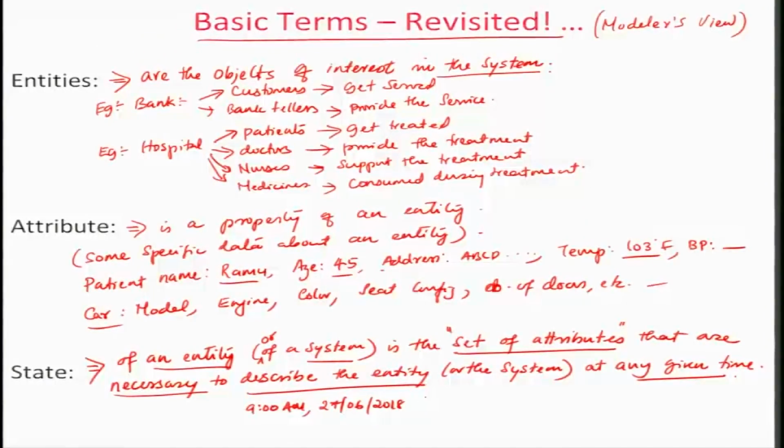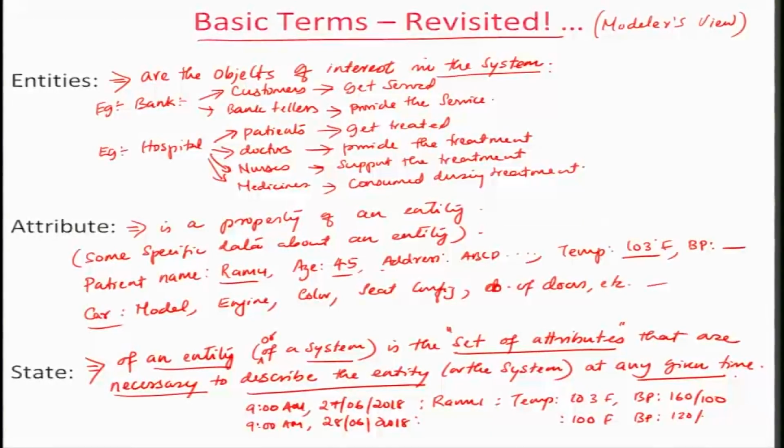On 27/6/2018, Ramu had a fever. Ramu's temperature is 103 Fahrenheit, BP is 160 by 100. Then at 9 a.m. on 28/6/2018, Ramu's temperature is 100 degrees Fahrenheit and BP is 120 by 90. Then you can obviously say that Ramu's health condition is improving in this regard.